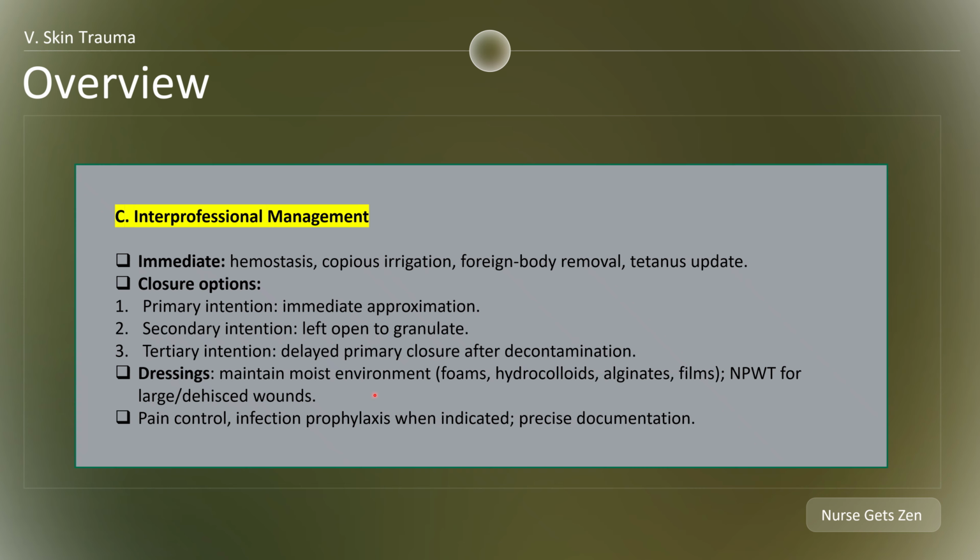Dressings maintain a moist environment. These are the foams, hydrocolloids, alginates, and films. Pain control, infection prophylaxis when indicated, and precise documentation are needed to evaluate care outcome. Acute traumatic wounds usually heal without consequence. Educating the patient and family about the clinical manifestations of infection is very important in managing wounds.